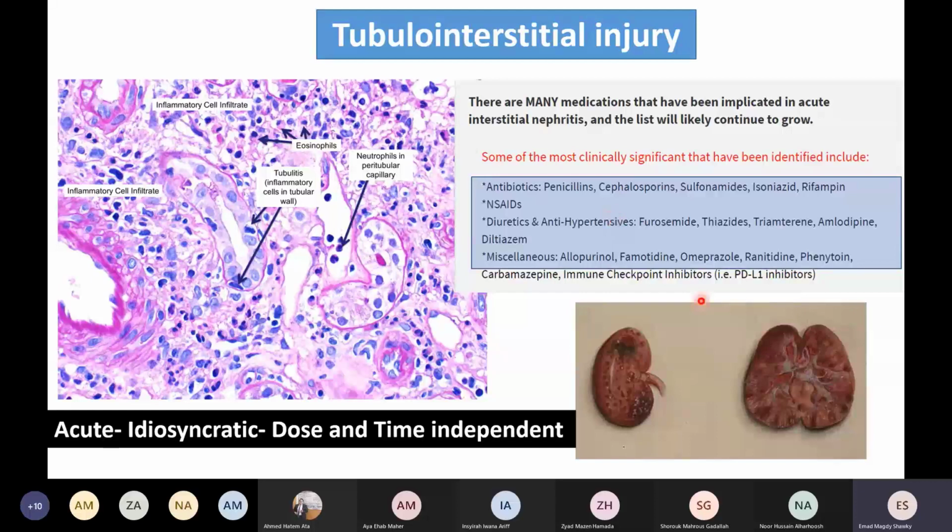Okay? If you see here, the antibiotics, the penicillins, the cephalosporins, and the non-steroidals are among the commonest. This is maybe the most common mechanism of action of non-steroidals on the kidney.